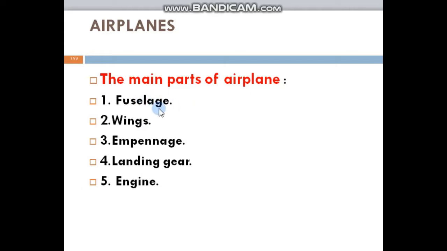For example, in the fuselage you can find the cockpit, the cabin. On the wings you can find the flight controls like flap, ailerons. In the empennage you can find the horizontal stabilizer and the vertical stabilizer.